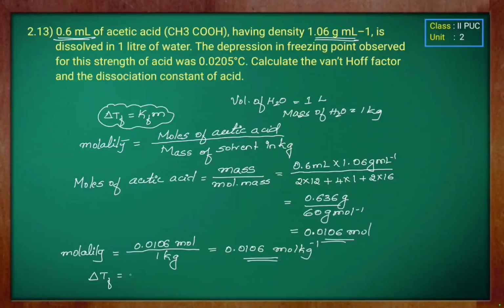The value of molar depression constant, that is Kf, for water is 1.86 Kelvin kg per mole, and molality is 0.0106 mole per kg. After simplifying, we get the answer 0.0197 Kelvin. So this is the depression in the freezing point which we have calculated, but they have given that the depression in freezing point observed was 0.0205 degrees centigrade.